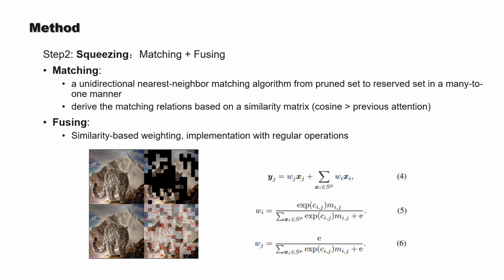We conduct a similarity-based fusing way to inject pruned tokens into their matched reserved tokens, which we call host tokens. The more similar a pruned token is to the host token, the higher weight it contributes in the fusing step. And also, the remaining unmatched reserved tokens remain the same.